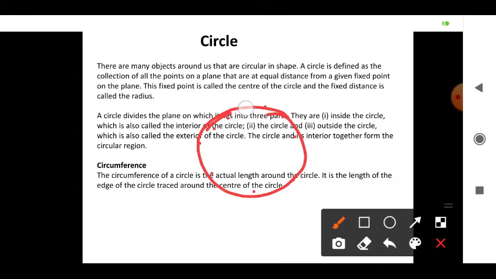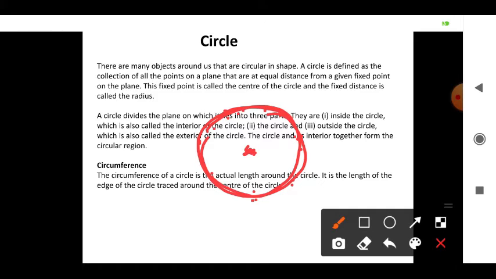On the plane. See, this is one plane. On the plane, the points are at equal distance from a given fixed point. For example, this is a fixed point. From here to the circumference, to this point, this point, this point, so many points are there upon the circle. From the fixed point to any point on the circle, if you measure, it will have equal distance. So it has a fixed distance, and you have defined a circle.